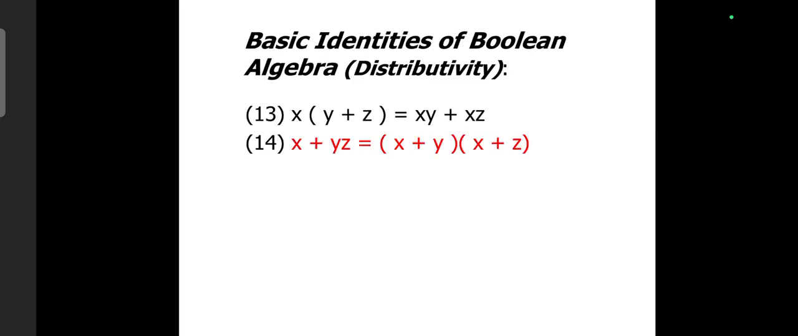Distributive law. The distributive law is one of the most powerful tools in Boolean algebra. X into y plus z equal to xy plus xz. Another Boolean specific form is x plus yz equal to x plus y into x plus z. So these laws allow us to expand and factor expressions depending on which form simplifies the design.